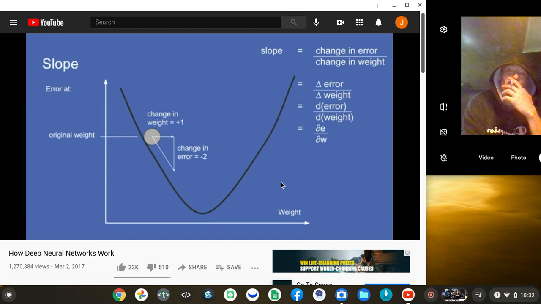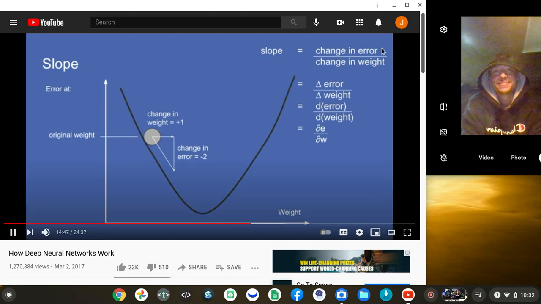Mathematically, there are several ways to write this. We'll favor the one on the bottom. It's technically most correct. We'll call it dE/dW for shorthand. Every time you see it, just think the change in error when I change a weight, or the change in the thing on the top when I change the thing on the bottom.